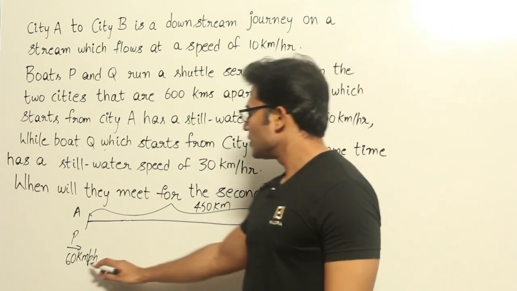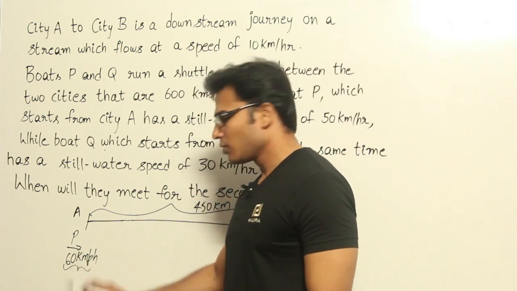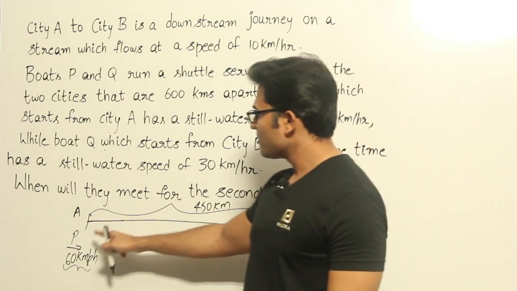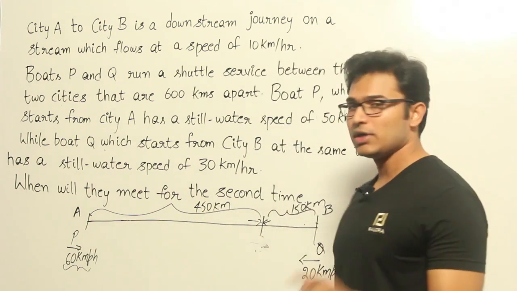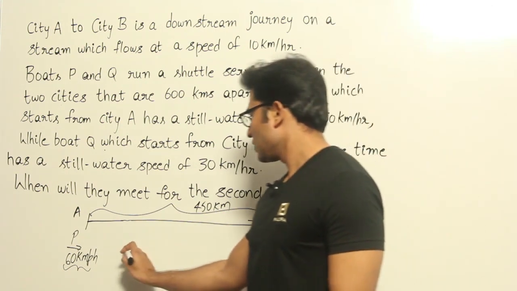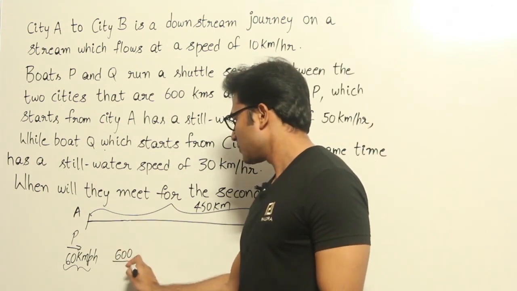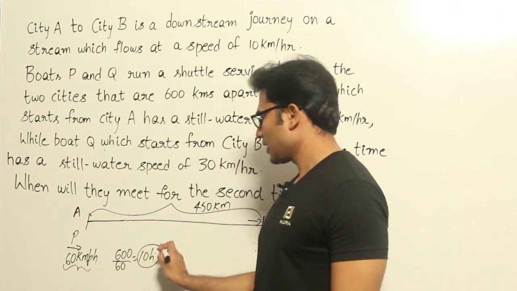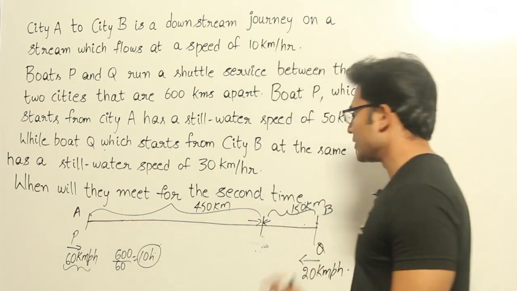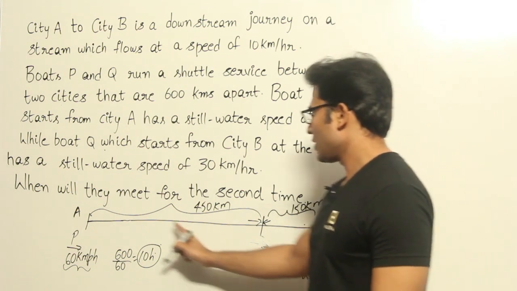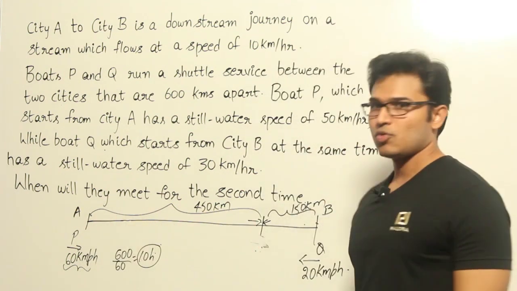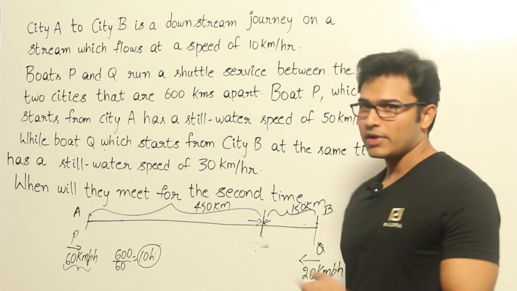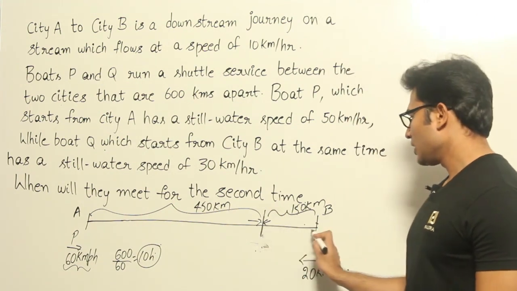Now we know that the speed of P is 60 kilometers per hour and the total distance is 600 kilometers. So for P to reach from A to B, it would take 10 hours, right? So total it is 600 kilometers divided by 60, which means it is going to take 10 hours. So 10 hours is the time required for P to reach B. But then we have allowed it to travel till now for 7.5 hours, so that they met for the first time. Now if you give it 2.5 hours, definitely it is going to reach B.